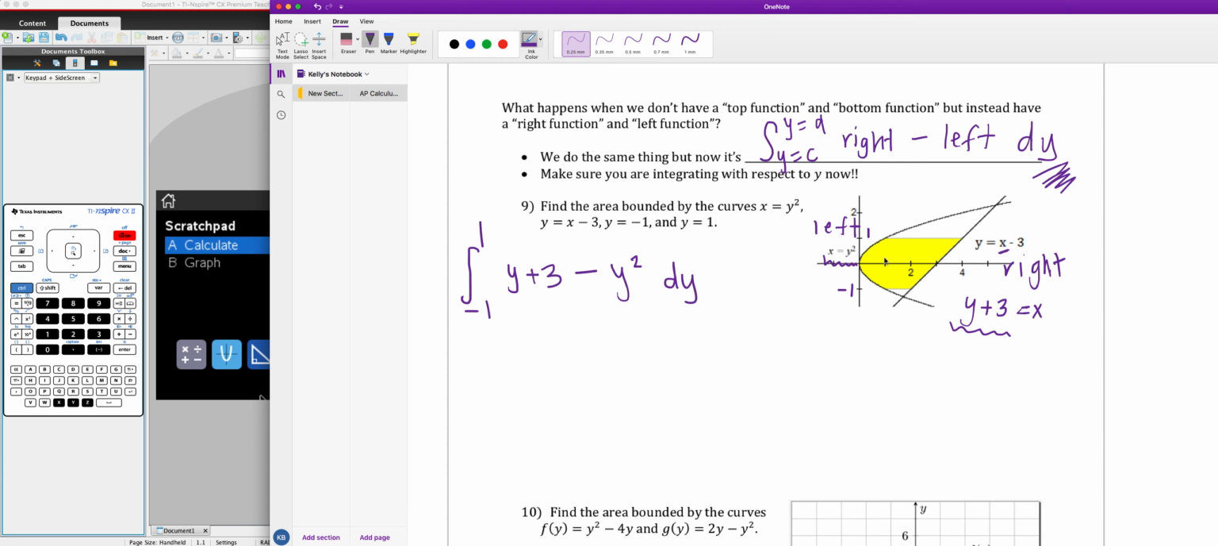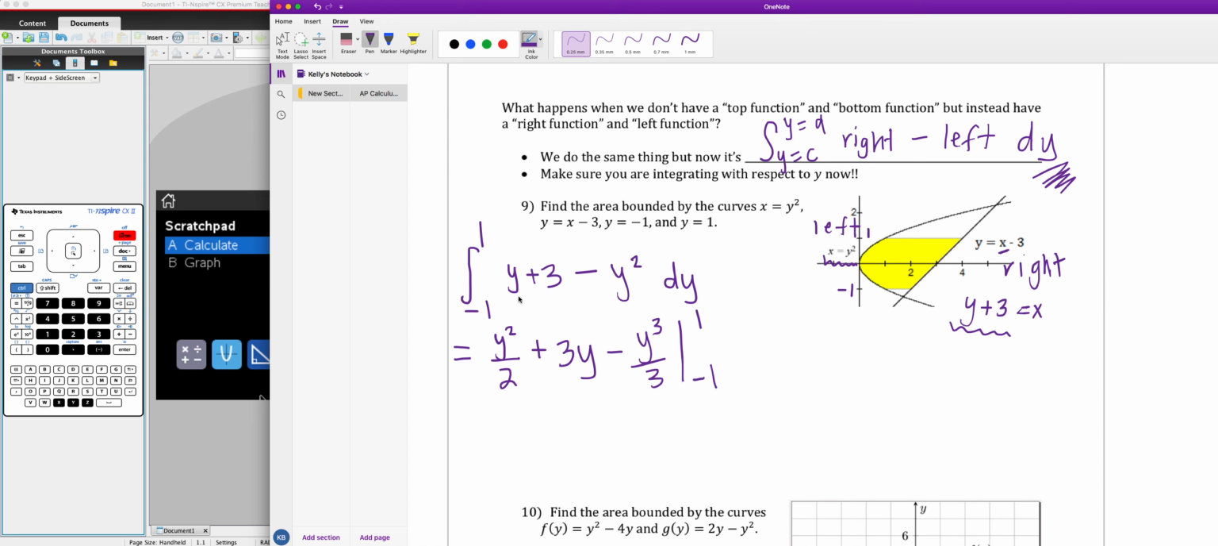Now to integrate this, it's going to be the same thing that we've been doing in terms of x. If I were to integrate x, I'd say it's x squared over 2. So if I integrate y, it's going to be y squared over 2, plus, now when I integrate 3, because I'm with respect to y, it's going to be plus 3y, minus y cubed over 3, evaluated from -1 to 1. Let me edit that real quick. So we're down here from -1 to 1.